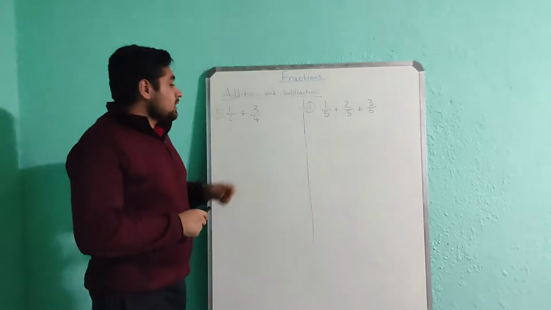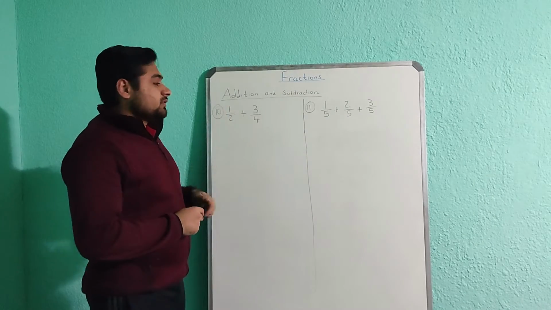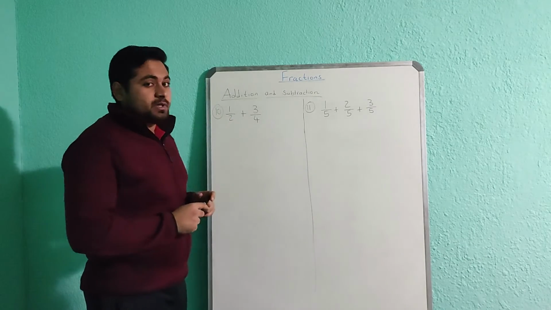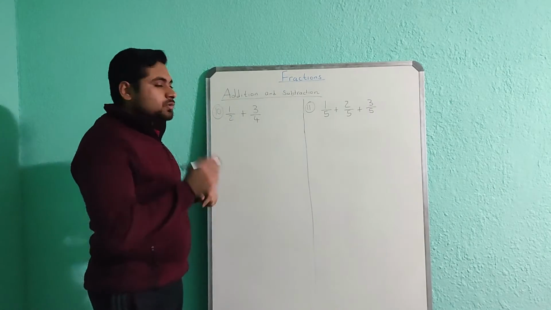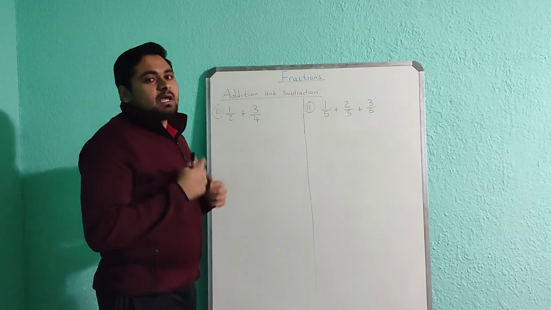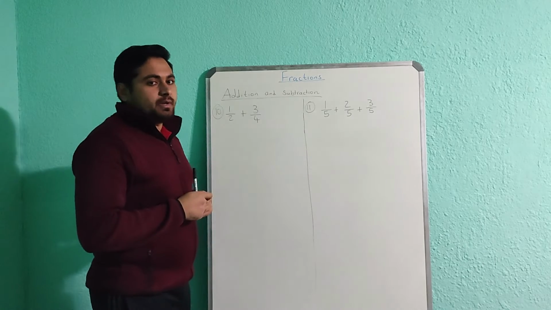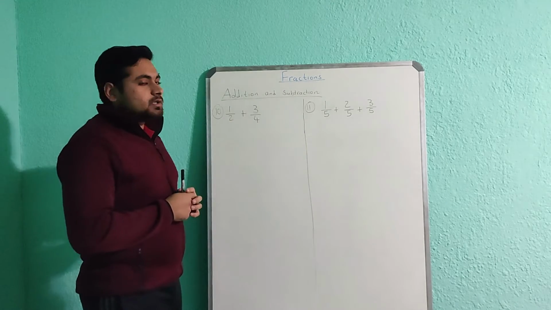Question 10 says 1 over 2 plus 3 over 4. We got two different denominators. So we go to the first denominator and we ask ourselves, can 2 go into 2? Yes, once, without a remainder. But can 4 go into 2? No, it cannot go without a remainder.